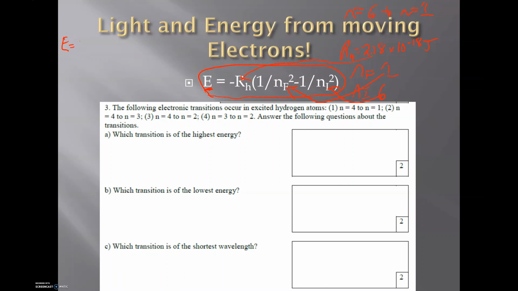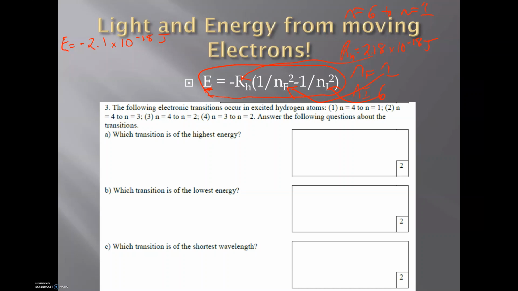All right, so to do this, we're going to take negative 2.18 times 10 to the negative 18 multiplied by 1 divided by, all right, the NF was 1 squared. 1 divided by 1 is 1, minus 1 divided by 6 squared, which is 36. And we get negative 2.1 times 10 to the minus 18 joules. Now, the negative sign just means that energy is released. This is an exothermic process.